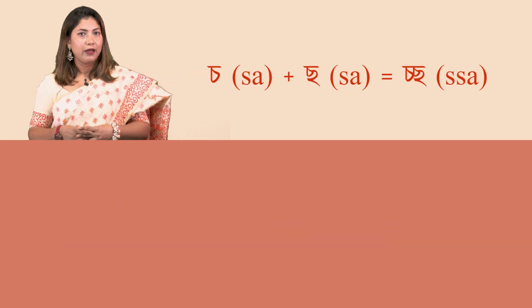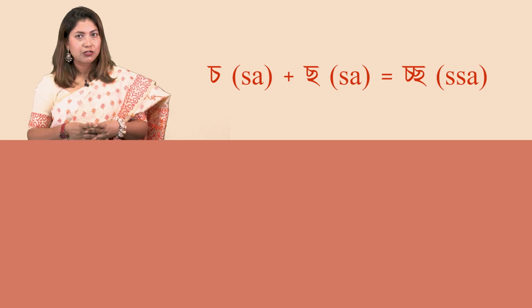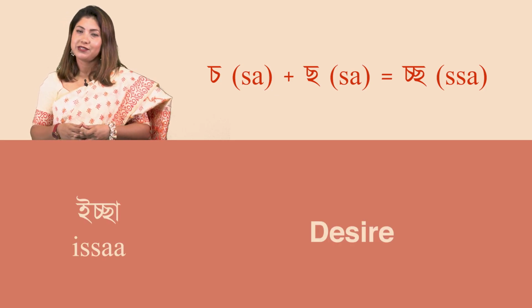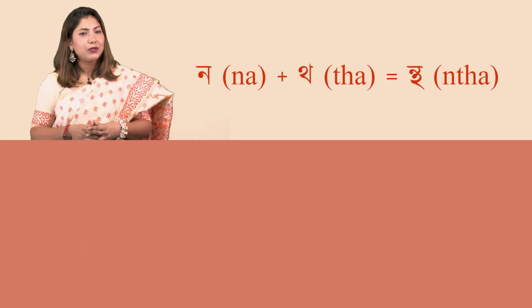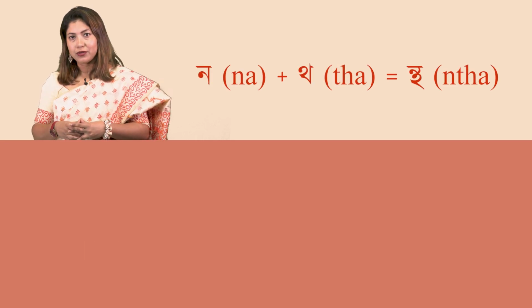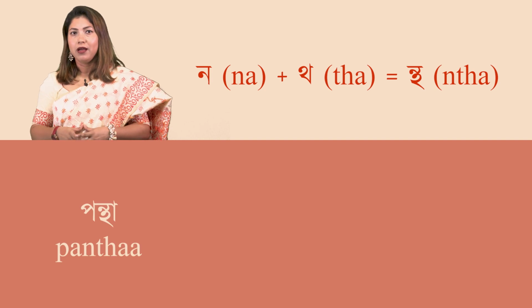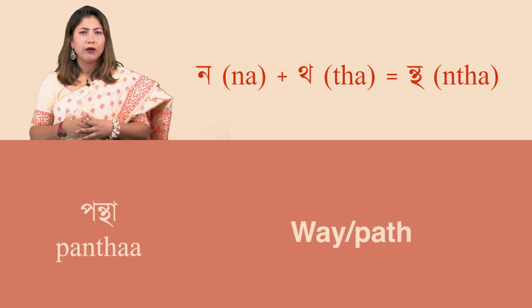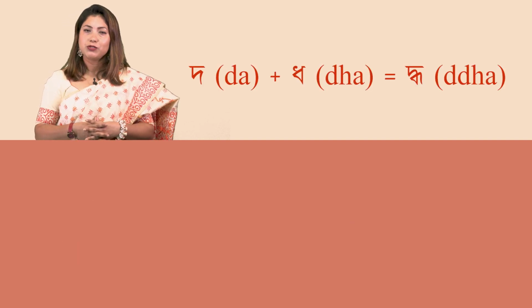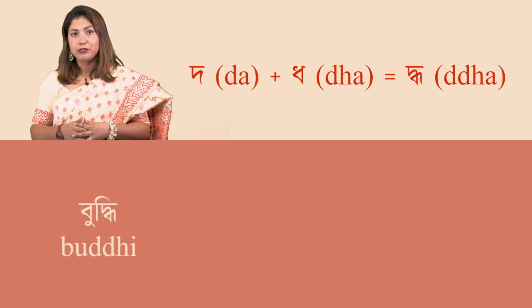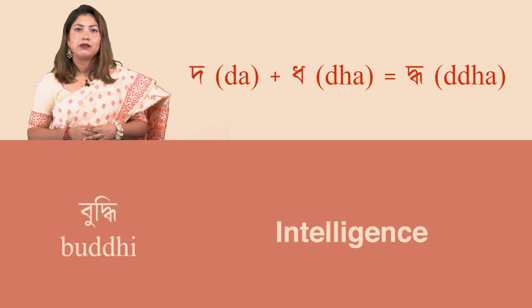Pratham sa and dwitiya sa, ssa. For example, issa, which means desire. Dantya na and dantya tha, ntha. For example, pantha, that means way or path. Da and dha, ddha. For example, buddhi, which means intelligence.